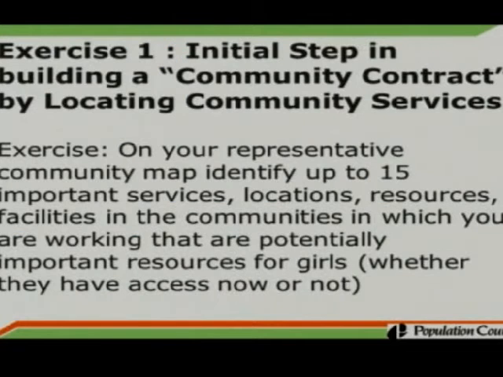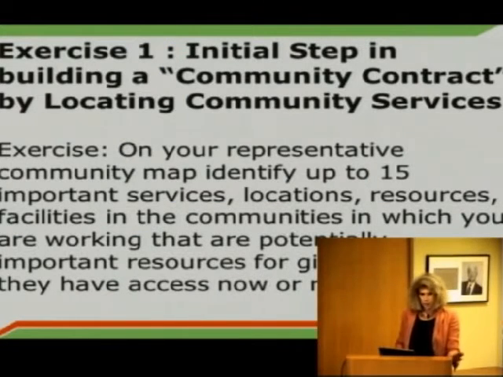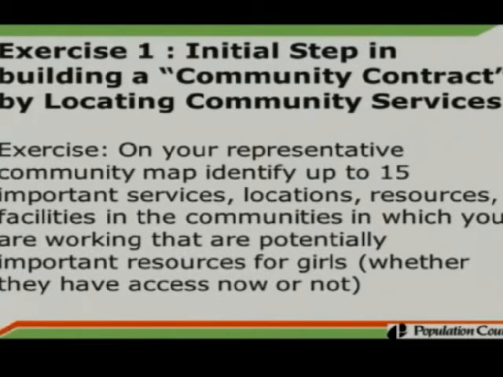So we have an exercise, and you can think about it wherever you are, but let's pick a community, and let's think about it. You're a 12-year-old girl. What are the places you can walk to? What do you call your neighborhood? What do you call your catchment area? On your representative community map, we want you to identify up to 15 important services, locations, resources, facilities in the community in which you are working that are potentially important resources for girls, whether or not they have access now.